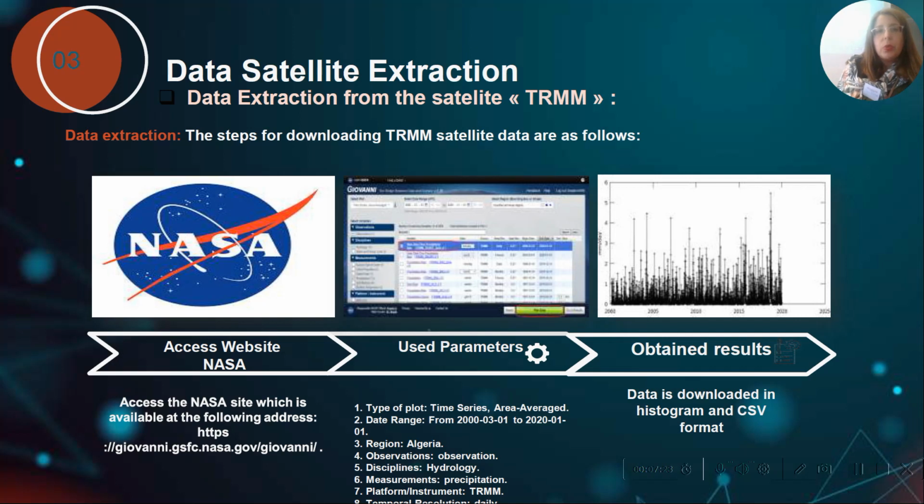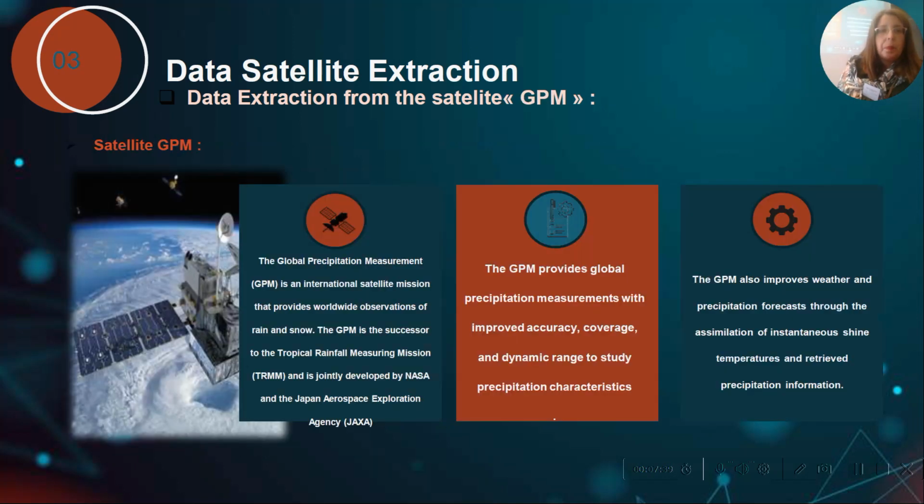The different steps for downloading TRMM satellite data are as follows. First, we have to access the website of NASA to use the different parameters to extract, and finally, we extract the data as a histogram and in CSV format. We used for our tests the extraction from the GPM satellite.